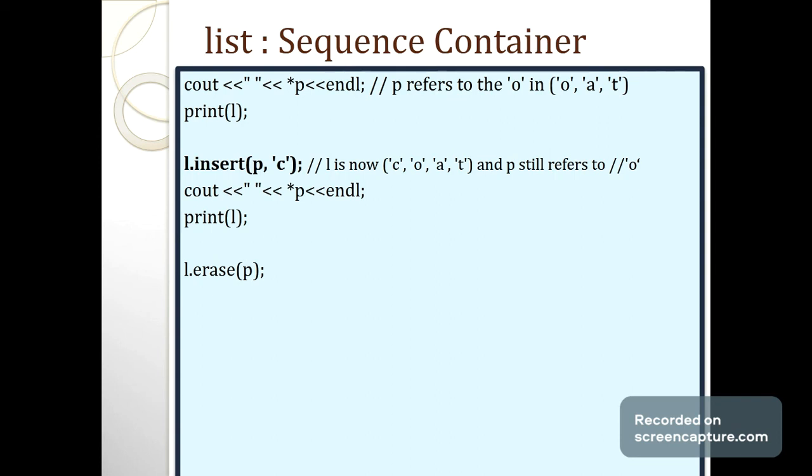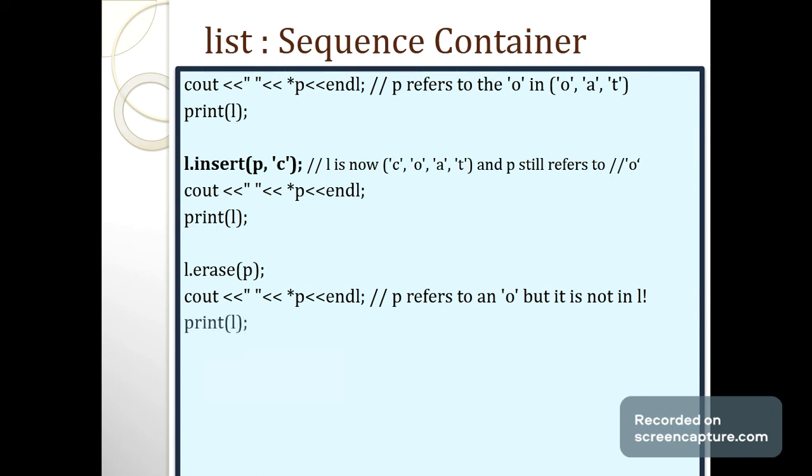After that, if I write L dot erase p, that O will be erased. I have not done p plus plus or p minus minus, so my pointer is at that position only. That is why when I write L dot erase p, O will be erased. After that, if I display asterisk p, it will show the element where the erased O was. If you display the list after that, it will give you CAT only, because O has been erased from the list.